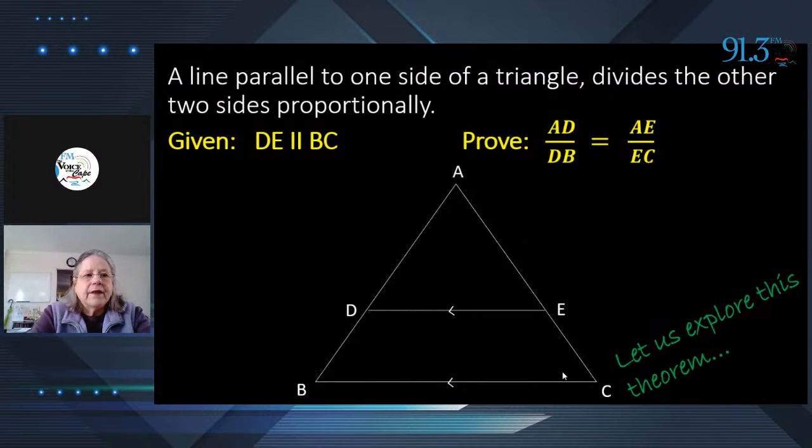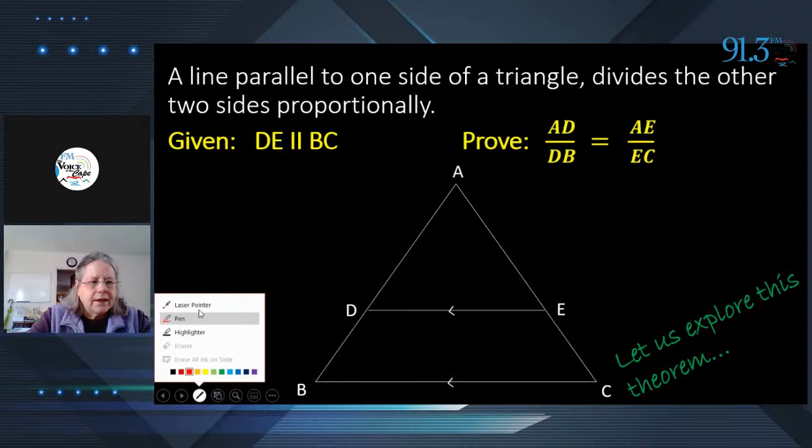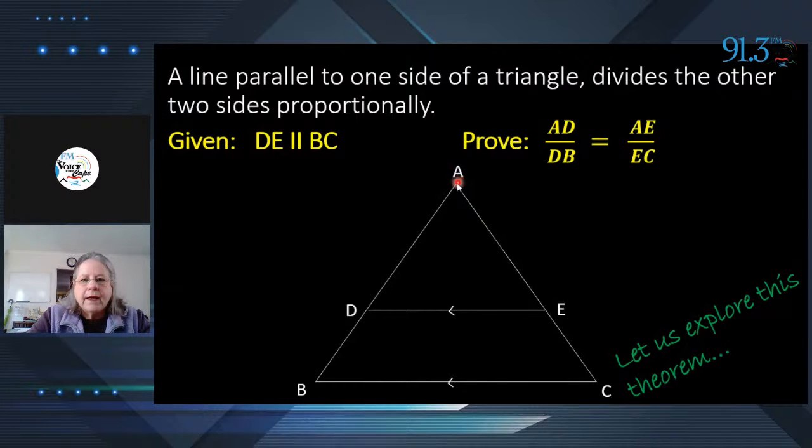So DE is parallel to BC, and I'm going to do the proof now following this slide of this theorem, and basically then AD to DB is in the same proportion as AE to EC.